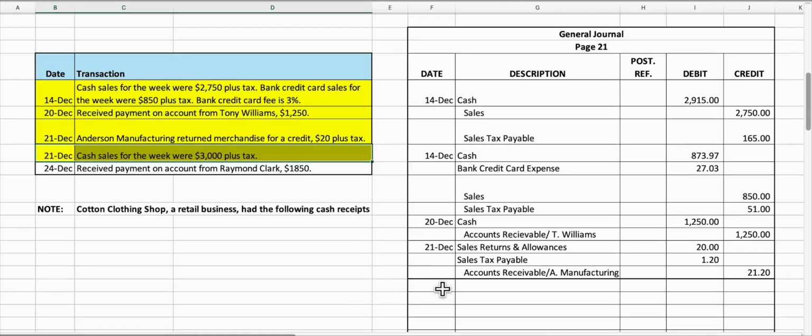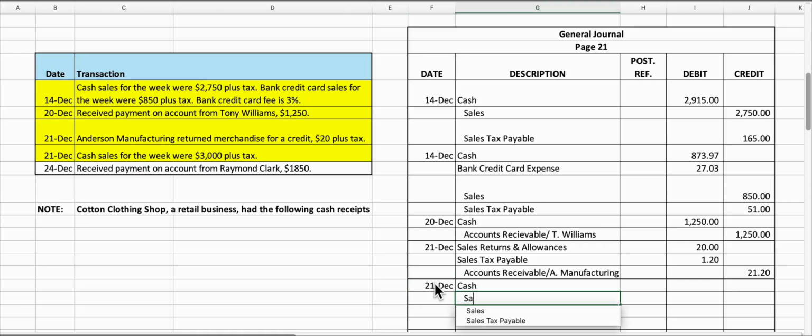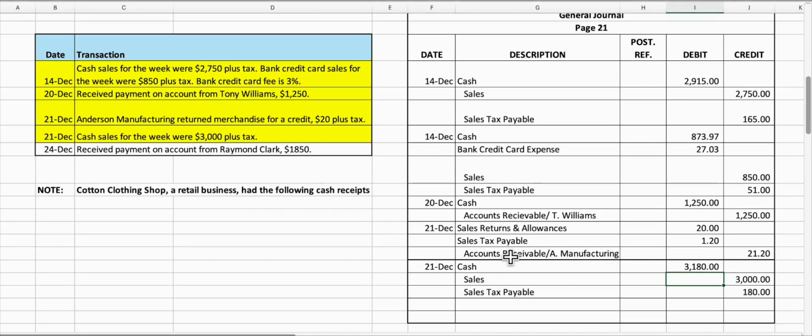So then on December 21st, we had cash sales in the amount of $3,000. Now notice for this one, there is no bank credit card sales. So then we'll only account for sales and sales tax payable on this. So total sales will credit $3,000. Sales tax payable is 6% of total sales, and we debit cash $3,180. So that takes care of the entry for cash sales for the week.